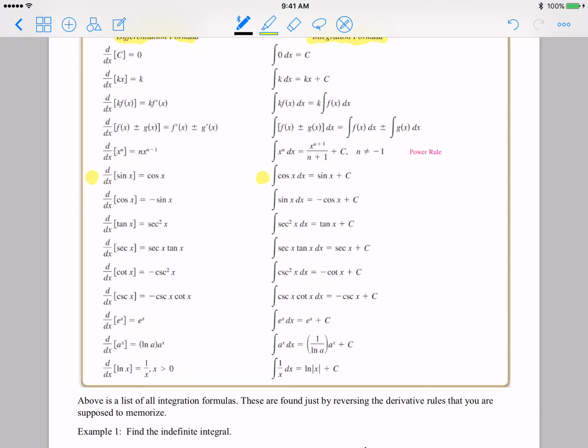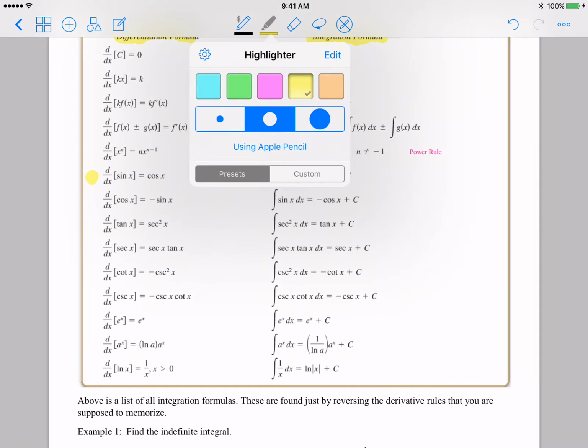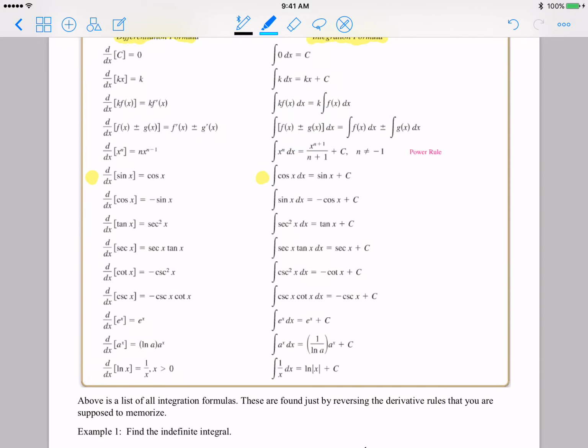Now, the reason I'm scrolling back up here is because I want to alert your attention to one of the most important antiderivative rules, and this is really the one that you focused on the most in your pre-calc class, and that's the power rule. Remember, to take the derivative of a power, you're going to move the exponent into the front and then subtract 1 from the exponent. In order to take the antiderivative of a power, you're going to increase the exponent by 1 and then divide by the new exponent. So that's the power rule for integration.